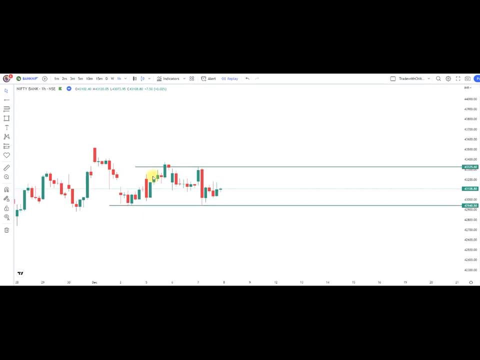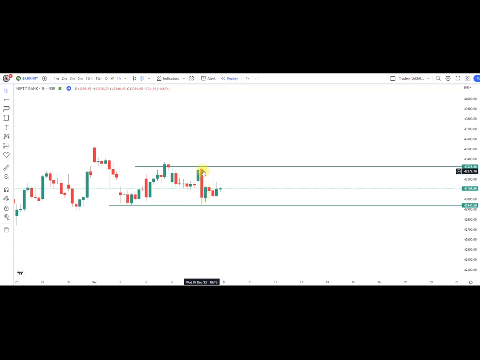This is the Bank Nifty 1 hour time frame chart. So we can enter into the trade using the inside bar pattern. Here we got an inside bar pattern. Why I am saying that we got an inside bar pattern, I will explain here.